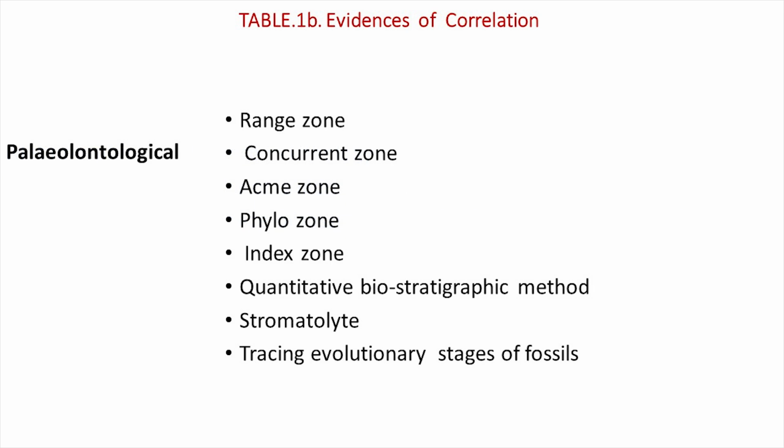Another evidence of correlation is based on paleontological evidences, which includes range zone, concurrent zone, acme zone, phylozone or index zones, added with some other evidences like quantitative biostratigraphic method, stromatolites, and tracing evolutionary stages of fossils.